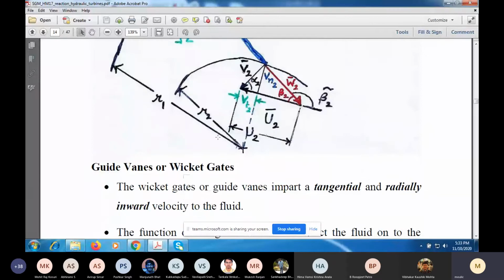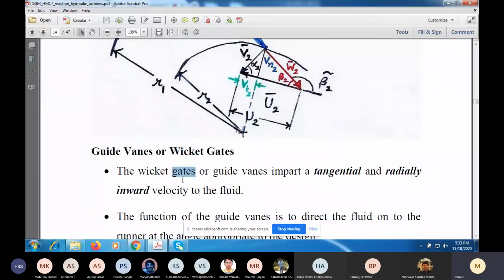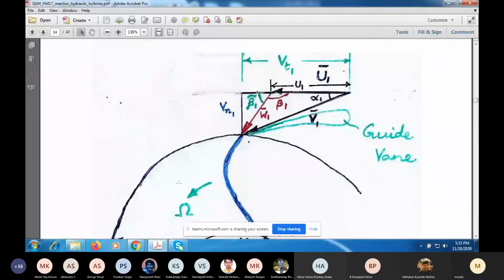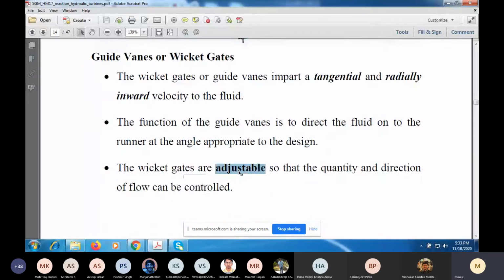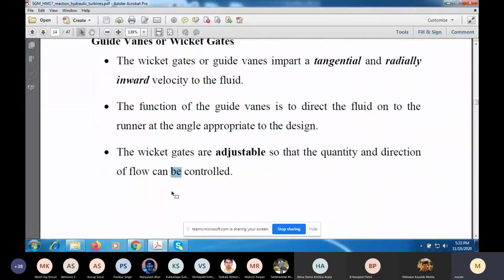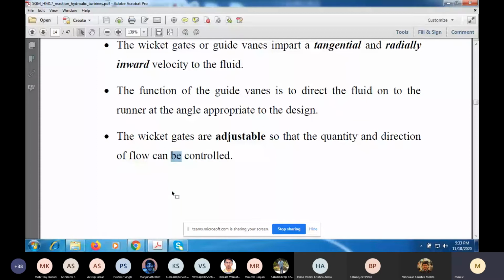Now first let us look at the guide vanes or wicket gates. As I've already mentioned, the wicket gates impart a tangential and a radial velocity to the runner. The function of the guide vane is to direct the fluid onto the runner at an angle appropriate to the design. And these are adjustable so that the quantity of the flow and the direction of the fluid flow can be controlled.